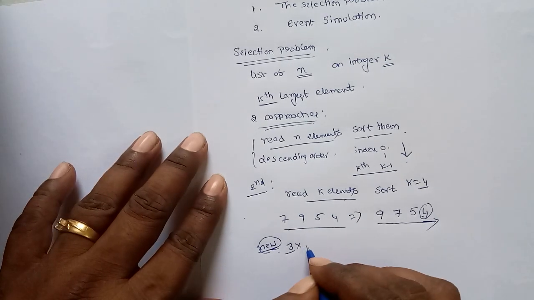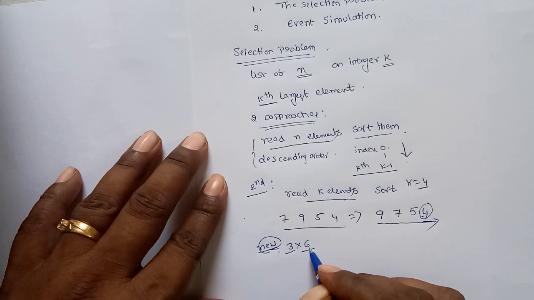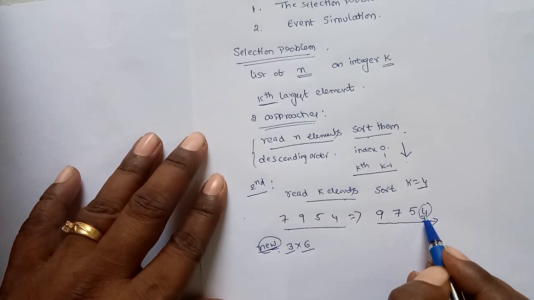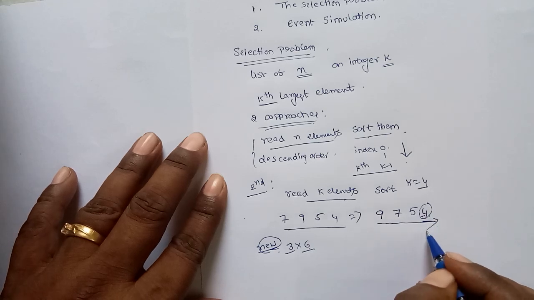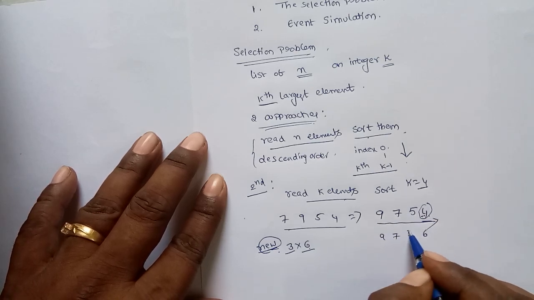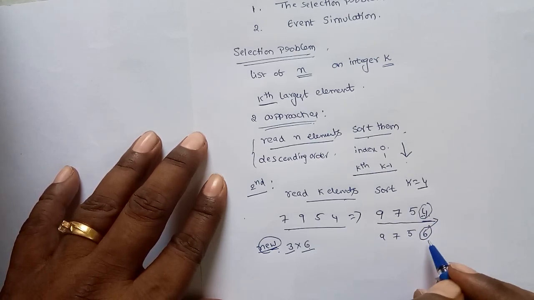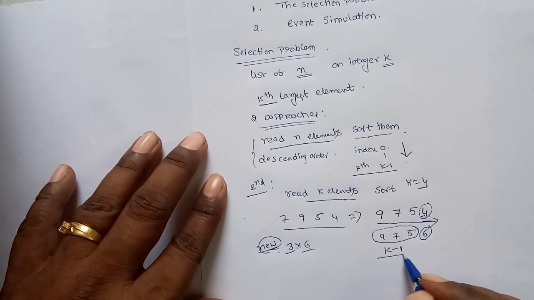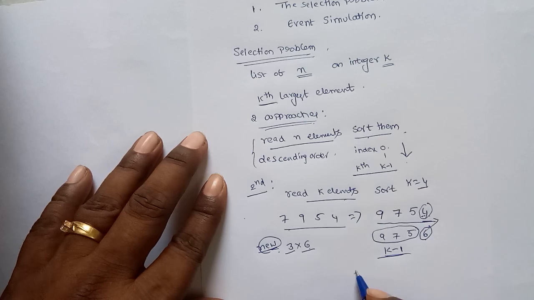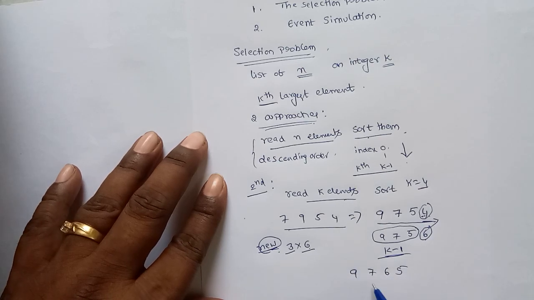For example, if our new element is 6, it is compared with this position. If our element is greater than this position, replace it: 9, 7, 5, 6. After that, our element is compared with the remaining k minus 1 elements to place it in proper order. Then 9, 7, 6, 5.